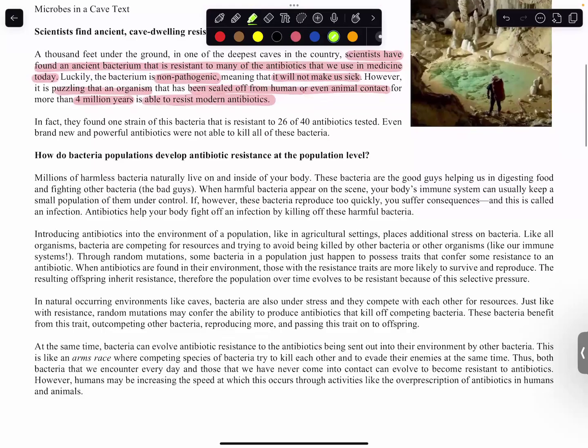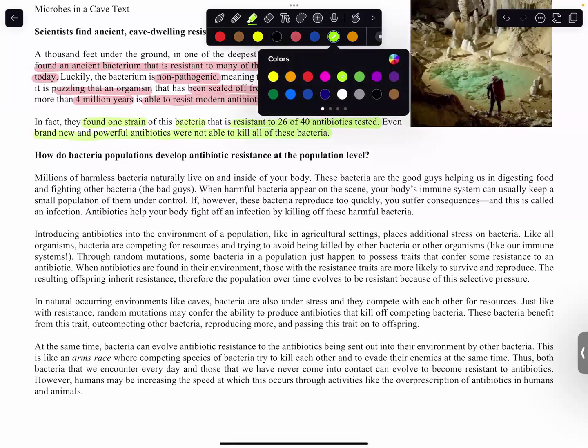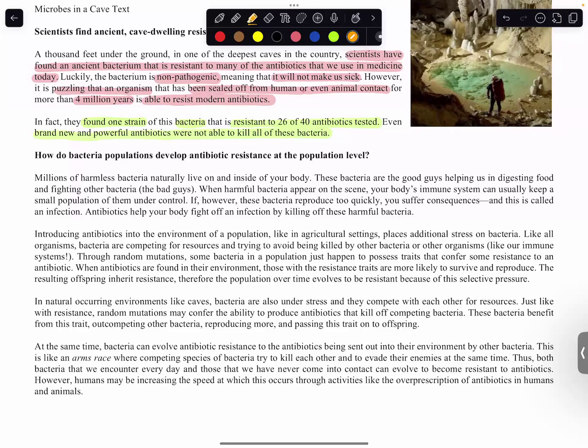All right. In fact, they found one strain of this bacteria that is resistant to 26 of 40 antibiotics tested. So more than half of the 40 antibiotics tested, it was resistant to. Even brand new and powerful antibiotics were not able to kill off these bacteria. Whew, sounds like Mother Nature is really favoring these bacteria to survive. But let's continue reading on. How do bacterial populations develop antibiotic resistance at the population level? Let's read.